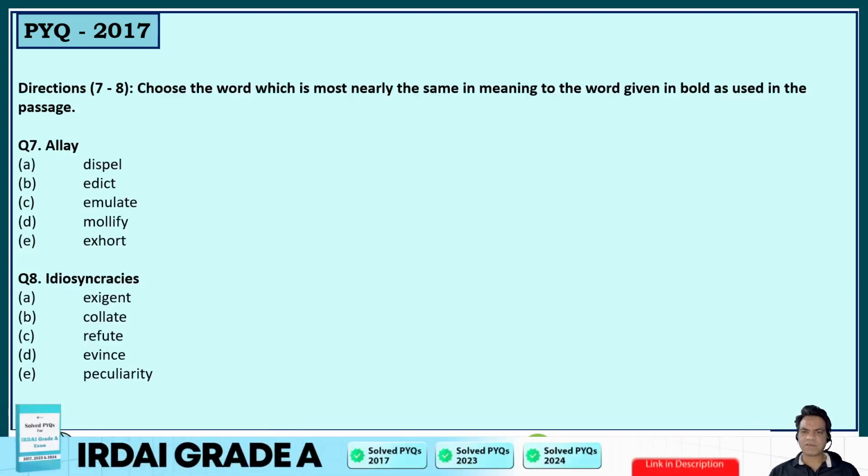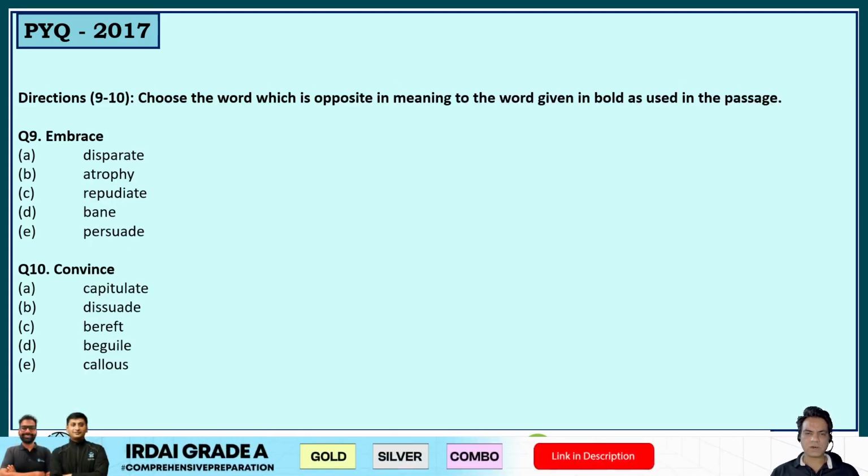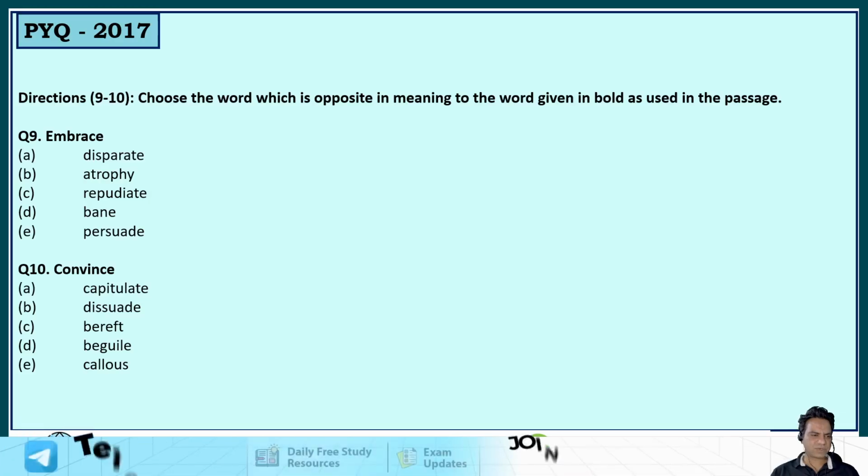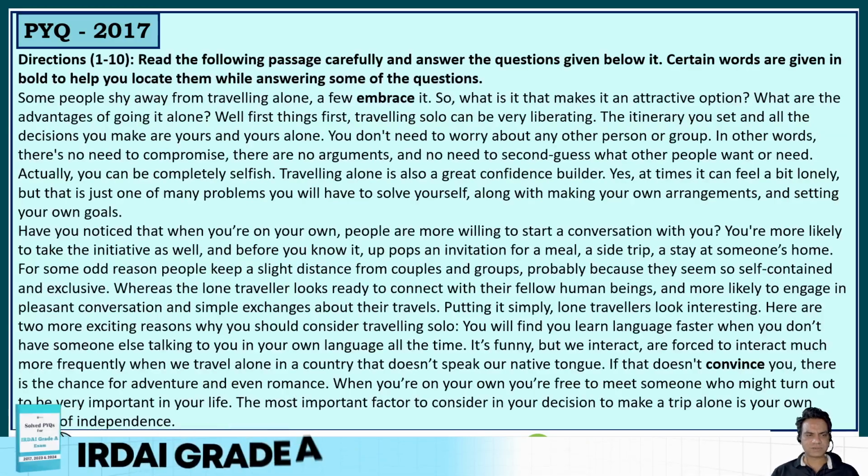Then we have to find synonyms of the words LA and idiosyncrasies. And then there are two antonym words. One is embrace and one is convince. So there are basically 10 questions on this. So let's now read the passage and let's try to solve the questions.